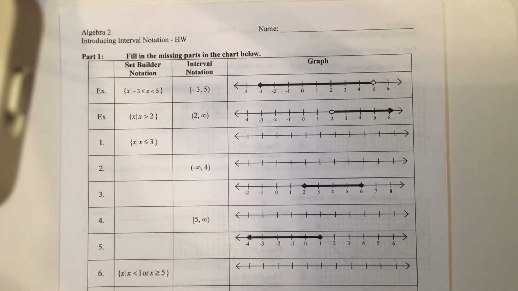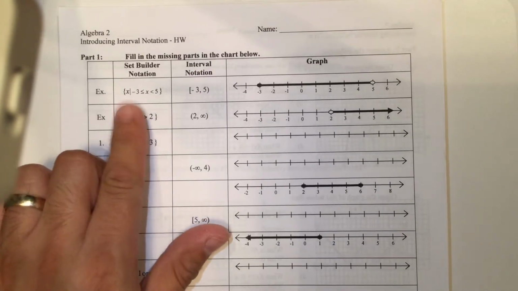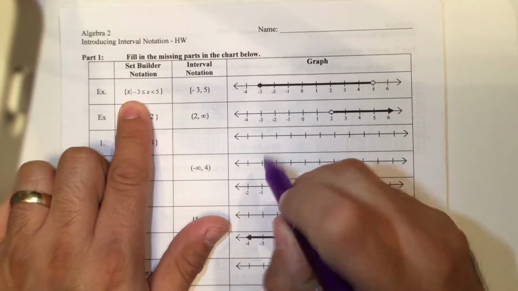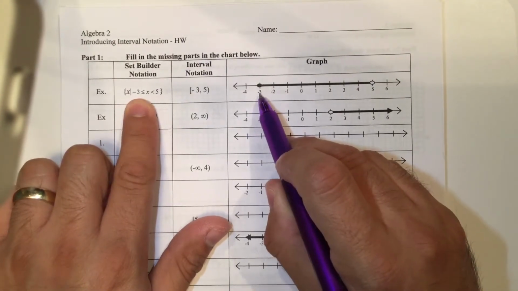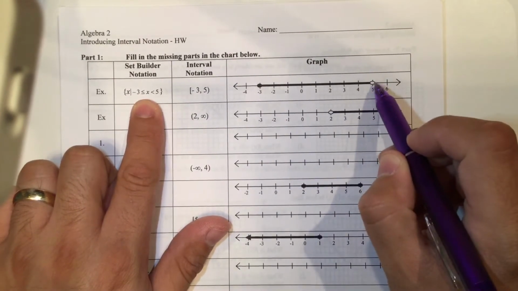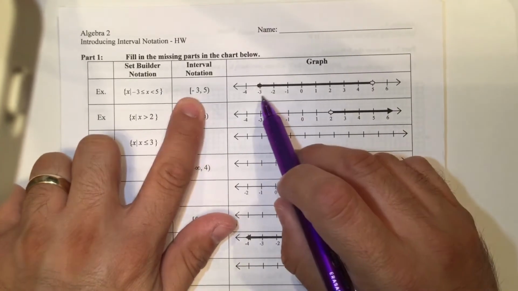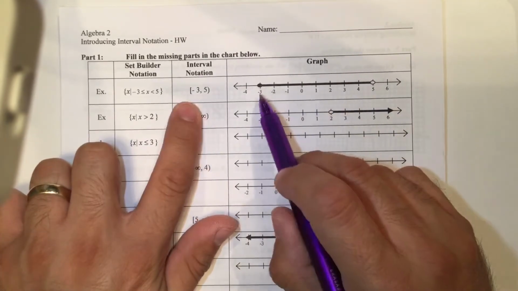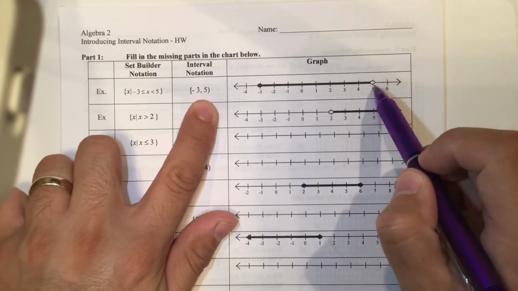All right, so here's the homework for tonight. Let's take a look here. So it's fill in the missing parts in the chart below. So notice here as an example, -3 is less than or equal to x, because it's a closed circle, which is less than 5, open circle, and then -3, 5, so smallest to largest. Closed circle is a bracket, open circle is a parentheses.